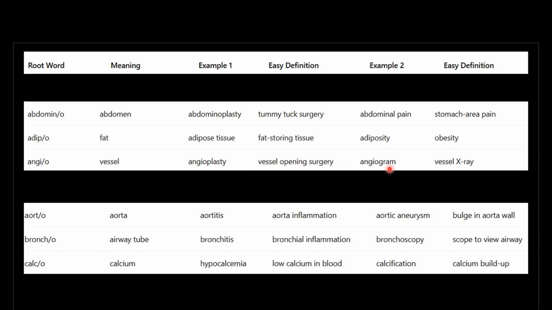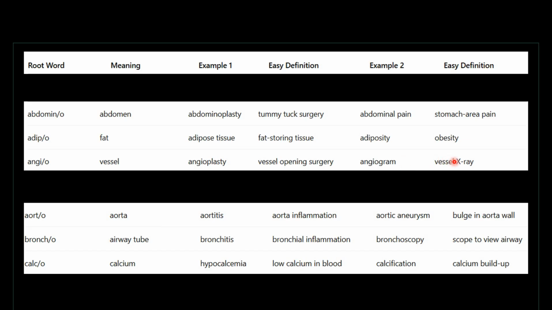Next we have angiogram, which denotes a vessel x-ray. For angioplasty, doctors will take some imaging of the vessel. This is conducted through the angiogram. They will take the x-ray, and then they will do the further treatment. I think now this part is clear.